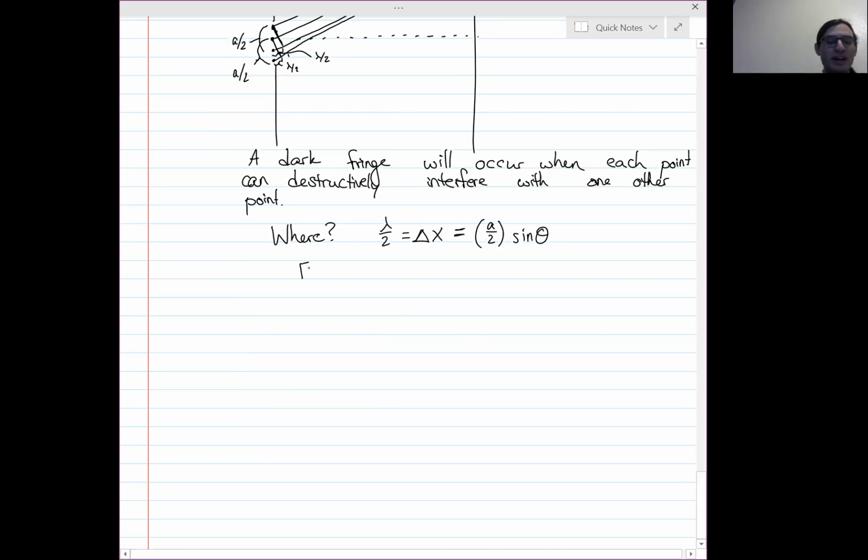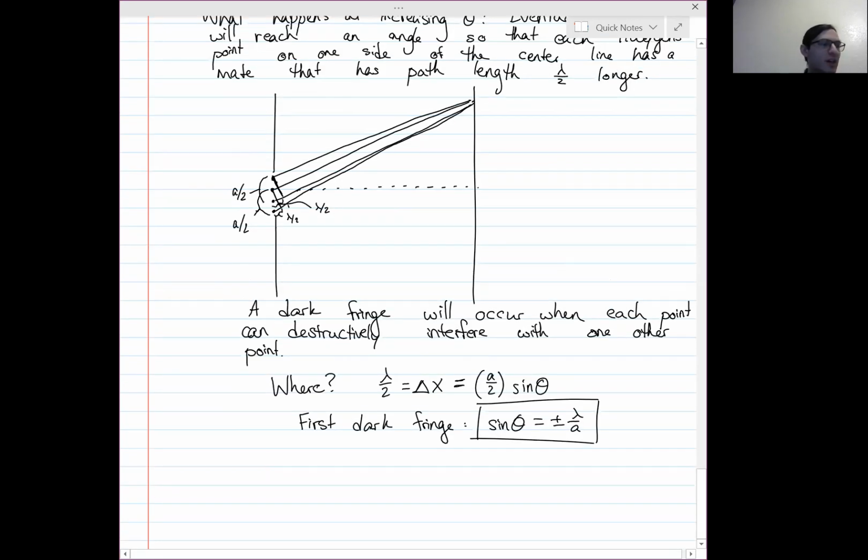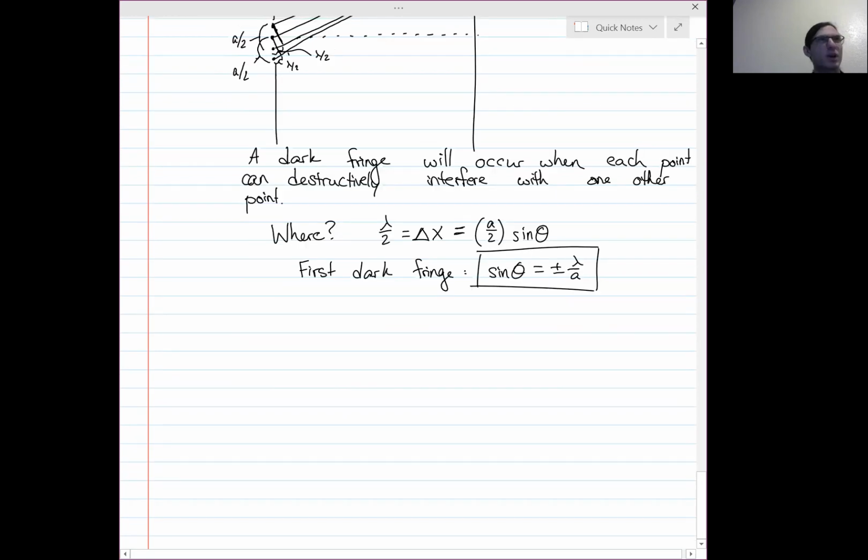The bottom line then is that the first dark fringe occurs when sine of theta is equal to plus or minus lambda over A. It's a fact, and it's because of this relatively messy explanation I gave. Let me give another example so that you can perhaps better understand why this is happening.